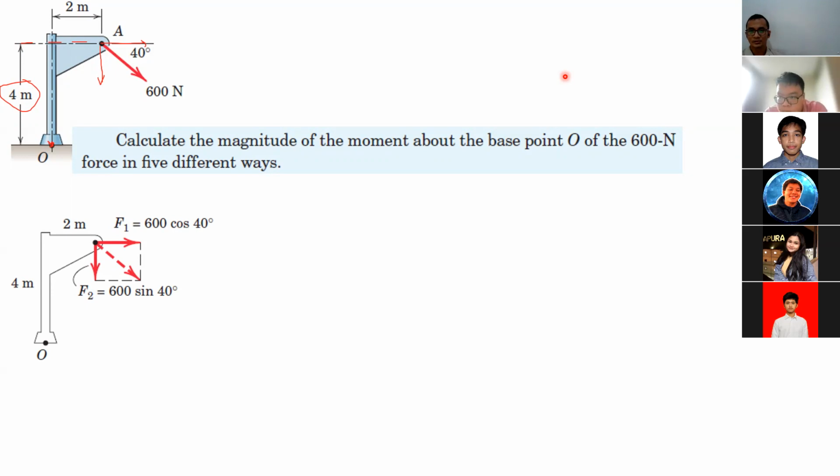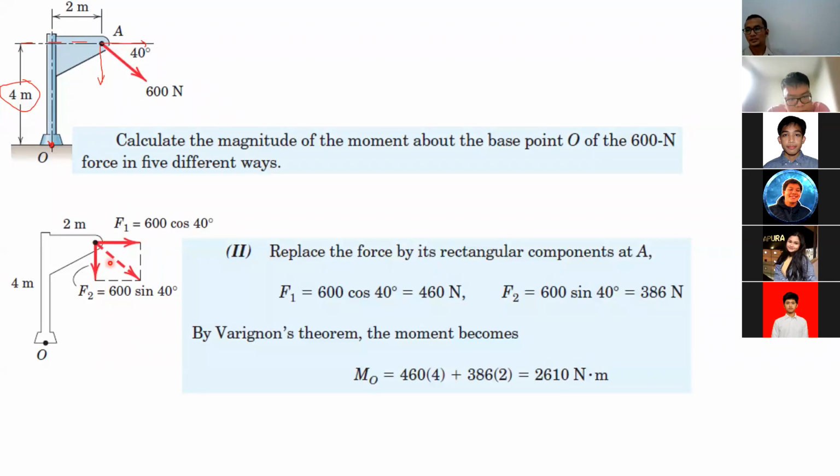The perpendicular distance of the horizontal force is 4 meters. The perpendicular distance from point O to the vertical force is 2 meters. From point O to the horizontal force, it will be 4 meters. That's why we get this result. The first moment will be 460 multiplied by 4 meters, and the second moment will be 386 multiplied by 2 meters. The total will be the same, 2,610.